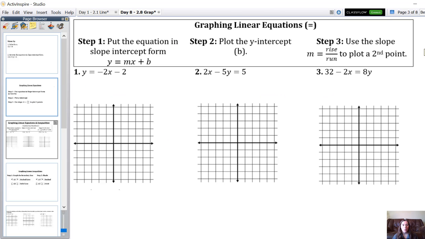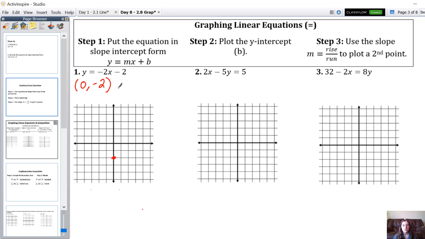So first, we have y equals negative 2x minus 2. This one is already in slope-intercept form because we have y by itself, a number with x, and then a constant. So first we're going to figure out the y-intercept. That's where x is equal to 0. So when x is 0 and we plug that in, we get negative 2 times 0, which is just 0, and then minus 2. So our y-intercept is at 0, negative 2. So I'm going to plot that point. From the origin, we don't go to the left or right any, we just go down 2. There is our y-intercept.